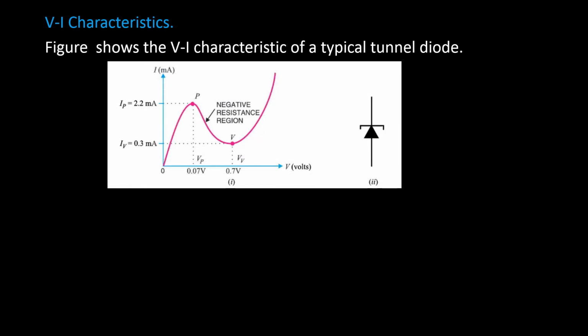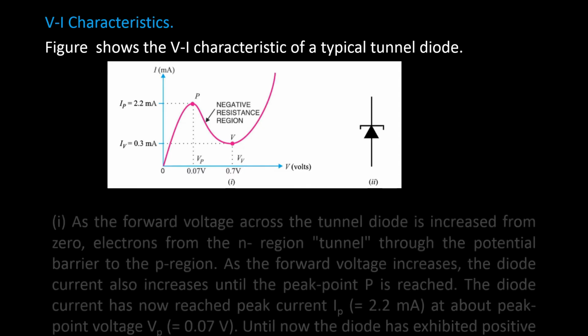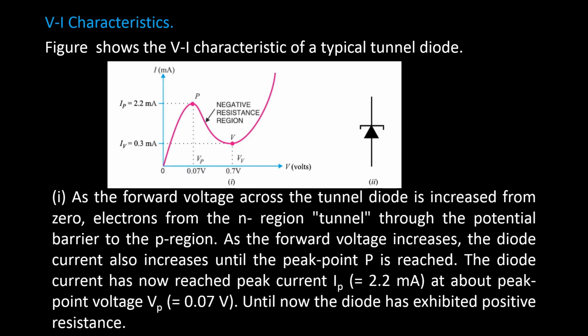VI characteristics. The figure shows the VI characteristic of a typical tunnel diode. 1. As the forward voltage across the tunnel diode is increased from 0, electrons from the N region tunnel through the potential barrier to the P region. As the forward voltage increases, the diode current also increases until the peak point P is reached. The diode current has now reached peak current Ip equals 2.2 mA at about peak point voltage Vp equals 0.07 volts. Until now the diode has exhibited positive resistance.